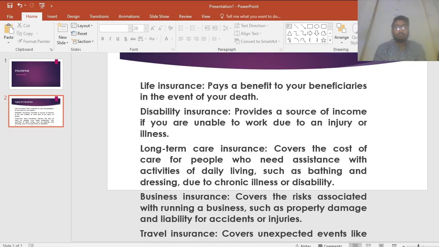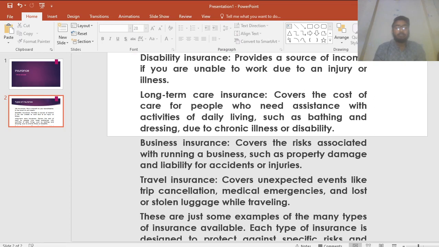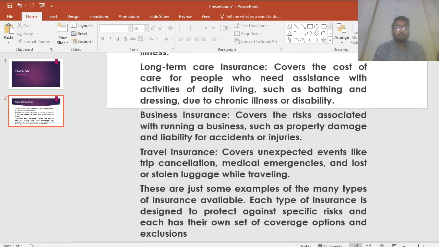Business insurance covers the risks associated with running a business such as property damage and liability for accidents or injuries. Travel insurance covers unexpected events like trip cancellation, medical emergencies, and lost or stolen luggage while traveling. These are just some examples of the many types of insurance available.